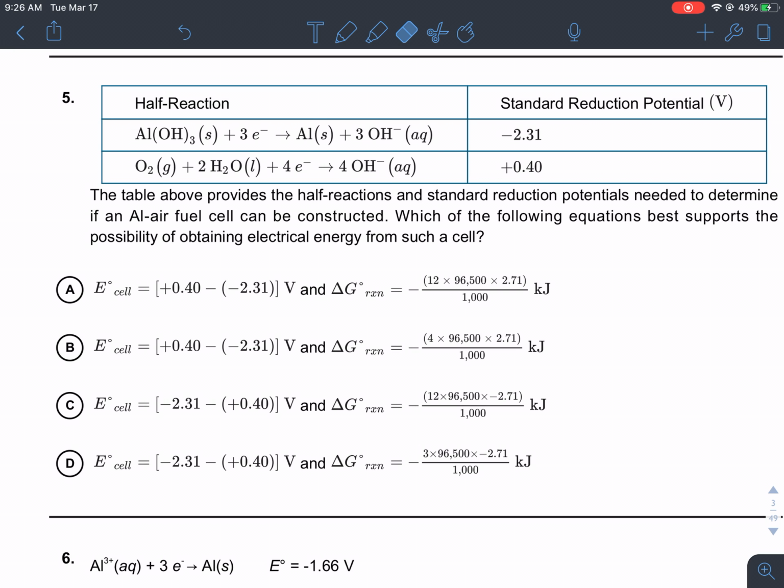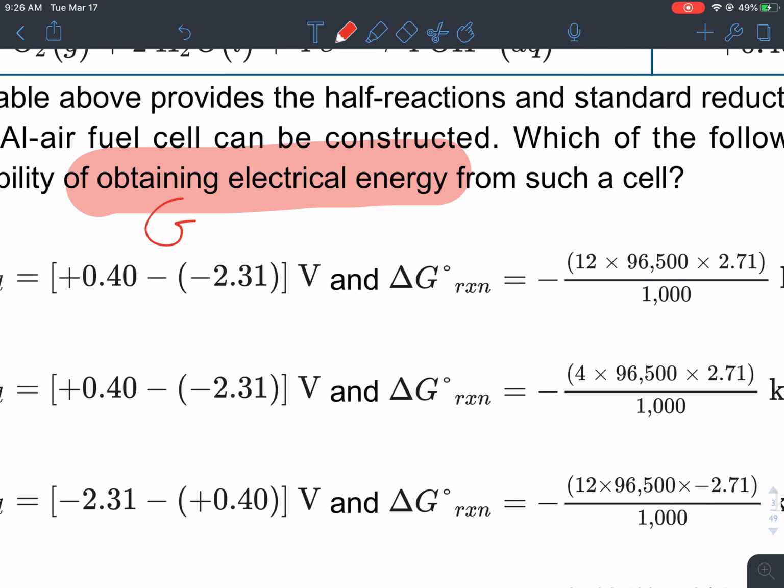Okay, if we want to obtain electrical energy, that means this thing has to produce energy, not require energy. So this phrase right there means it's galvanic. Look, electrolytic cells, we have to put energy into them to make them work. This one, we are obtaining electrical energy, meaning this is happening spontaneously.